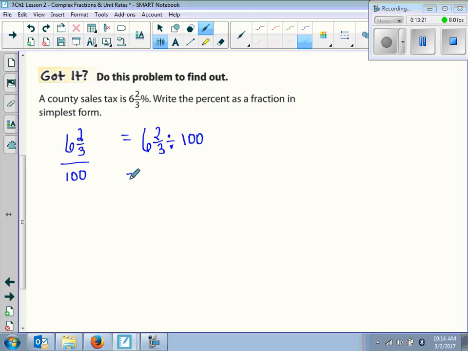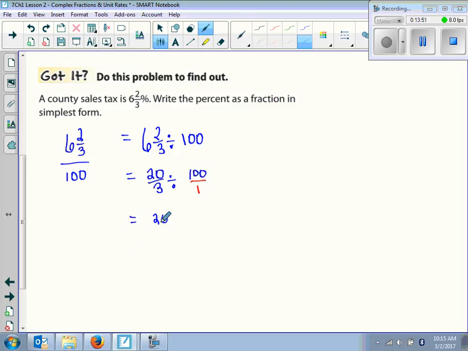So, first thing we do before we do our calculations is change this to an improper fraction. So 6 times 3 is 18, plus 2 is 20. So we've got 20 over 3 divided by 100. And then we, of course, can write that over 1 so we can see what the reciprocal is going to be. So now we multiply by the reciprocal.